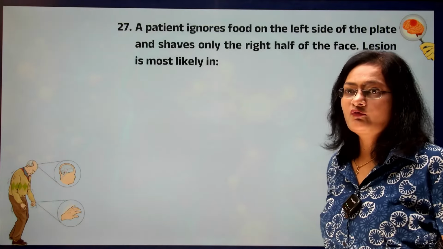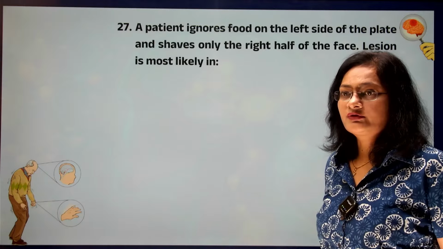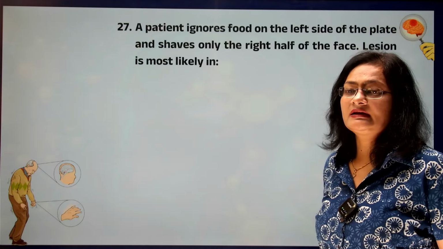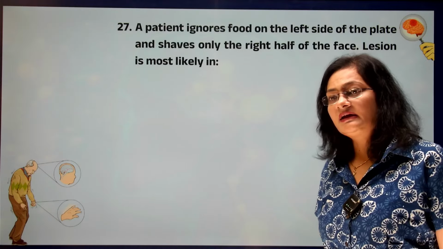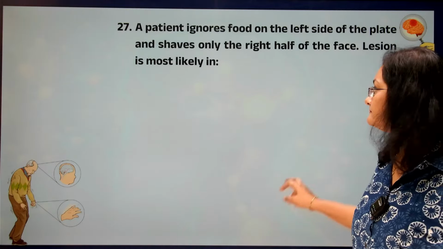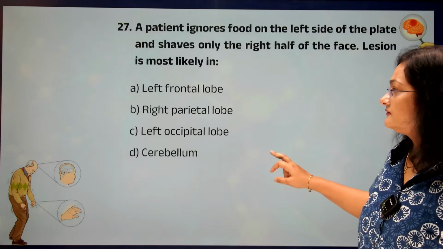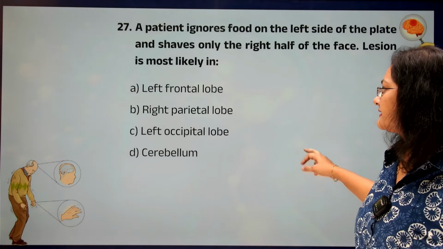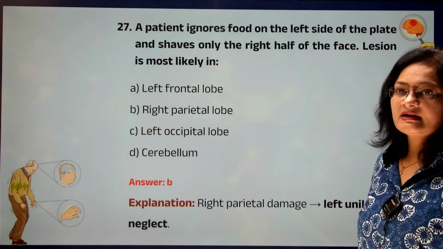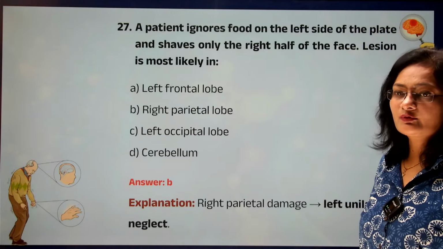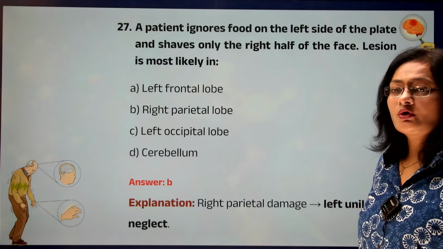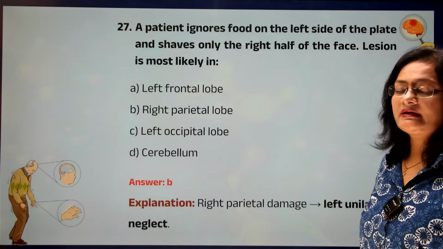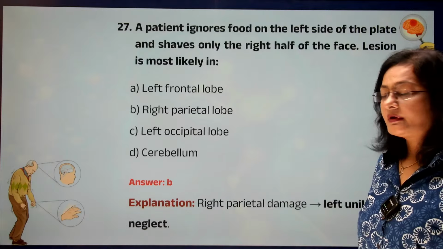Patient ignores food on the left side of the plate and shaves only the right half of the face. Lesion is most likely in... So the patient is having neglect of the left side. So affection will be in the left frontal lobe, right parietal lobe, left occipital lobe or cerebellum. As I have told you, unilateral neglect will be produced where the non-dominant parietal lobe is affected. So the answer will be right parietal lobe, that is the non-dominant parietal lobe.